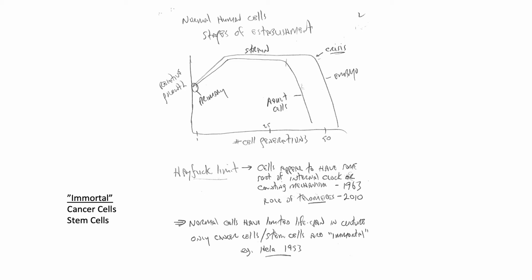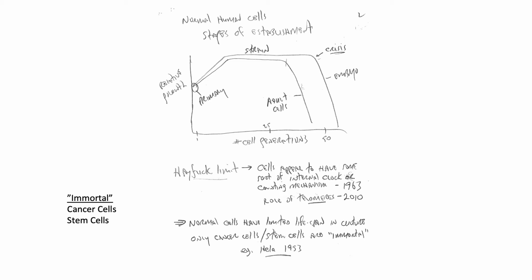So no matter how many times he did this experiment, he found that the cells would begin to die at around 50 cell generations. So he hypothesized at that time that there was some kind of internal clock, an internal counting mechanism, that allowed these cells to keep track of the number of cell divisions. They appear to have some kind of internal clock mechanism. And he presented that in 1963. I have that written down towards the bottom.